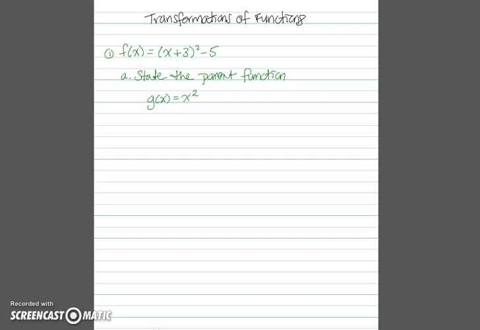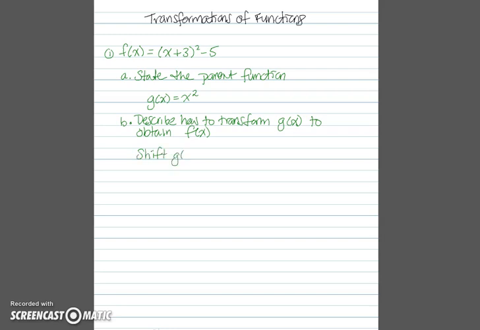So now we'll talk about how we can obtain this new function f of x by transforming g of x using what we know about shifting vertically, horizontally, reflecting, or stretching or compressing. So again, we're just talking about how to transform g of x to obtain f of x. So we see two things are happening. We're adding 3 inside parentheses and then subtracting 5 on the outside of the parentheses.